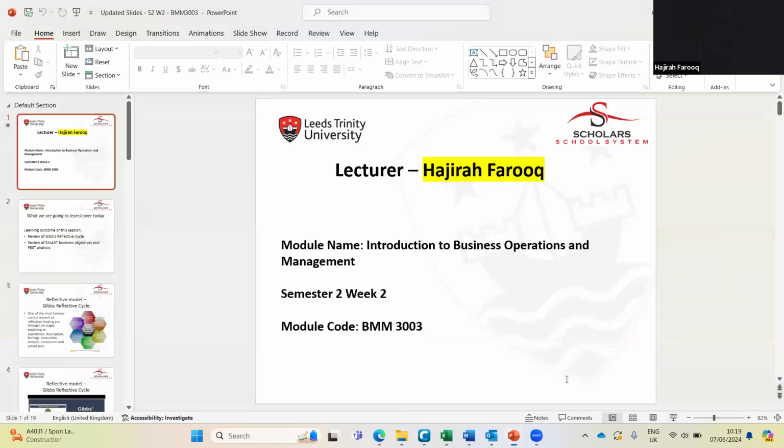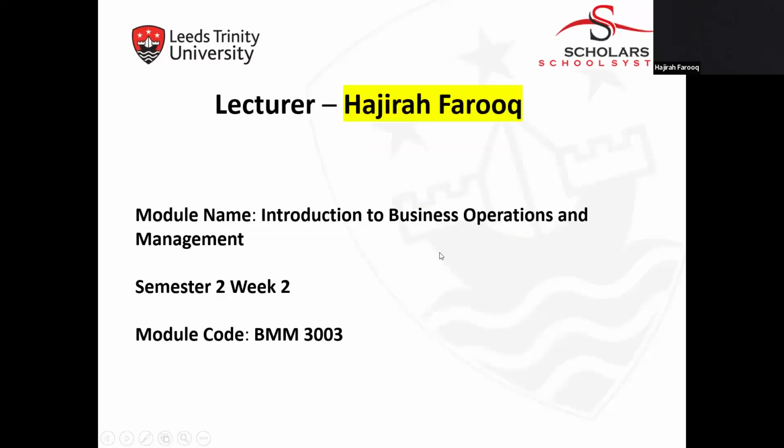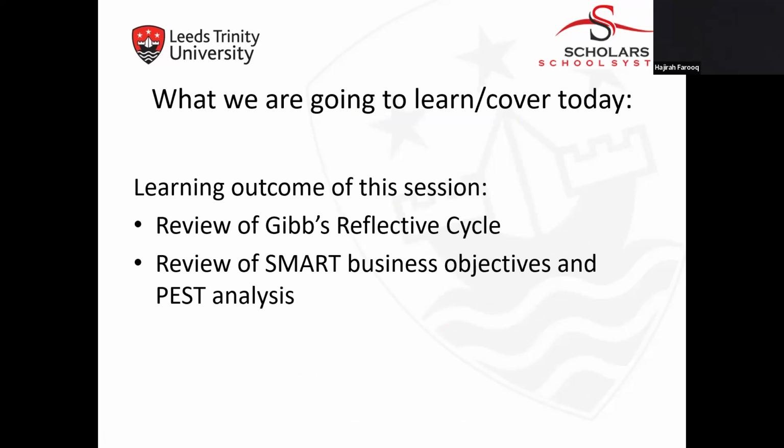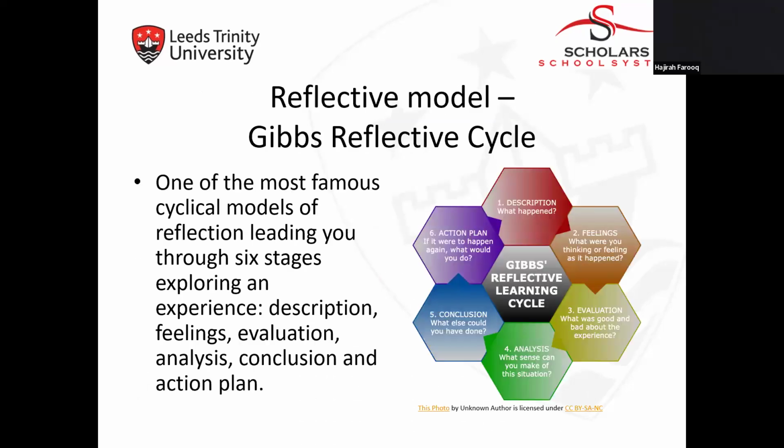Moving on to the second week. The learning outcomes for that session were the review of Gibbs reflective cycle and the review of SMART business objectives and PEST analysis. So we started off with the Gibbs reflective cycle, which is one of the most famous cyclical models of reflection that leads you through 6 different stages of exploring an experience. These 6 stages include description, feelings, evaluation, analysis, conclusion, and action plan.